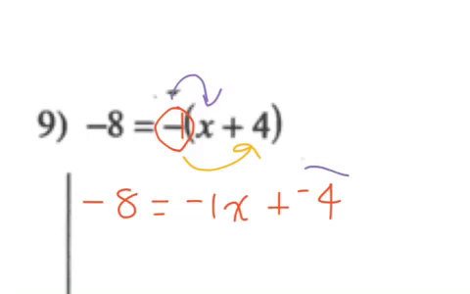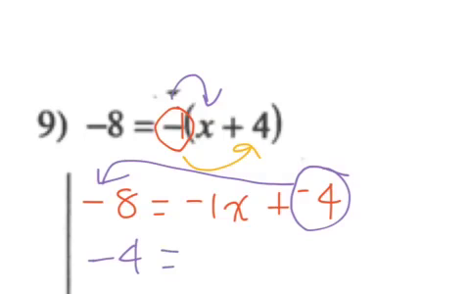Now I can move the negative 4 over here. Negative 8 plus 4 makes negative 4 equals a negative 1x. Now, in algebra, we don't like to have a negative solution. In other words, a negative x or a negative y or negative a. So what I would have done is multiply everything by negative 1, or you could say divide by negative 1 on both sides, and so my answer is positive 4.